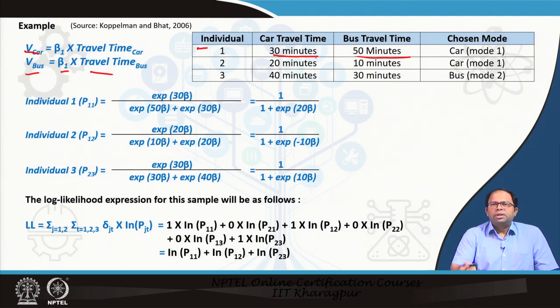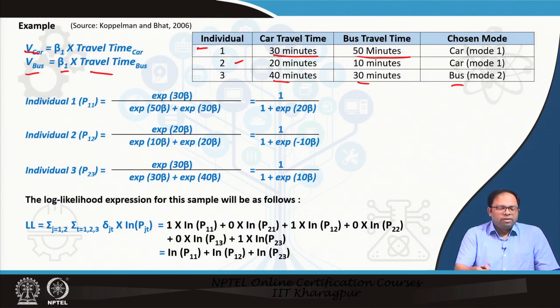He may not have experienced both because he chose one alternative, which is car, and we know his origin point and destination. So we know the travel time either by car or bus, and we put that in the equation. The same for individual 2: his options are 20 minutes by car or 10 minutes by bus, and he has chosen car. The third person has 40 minutes by car and 30 minutes by bus, and he has chosen bus.